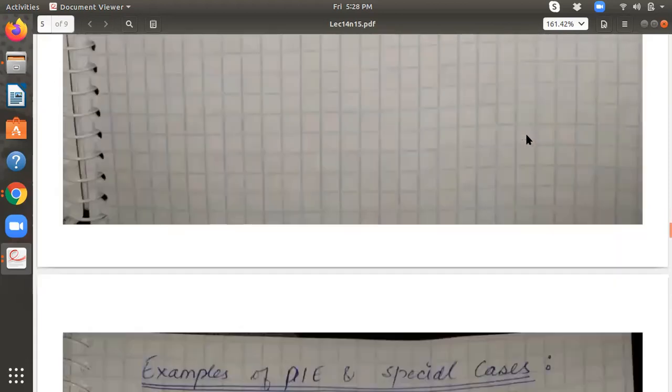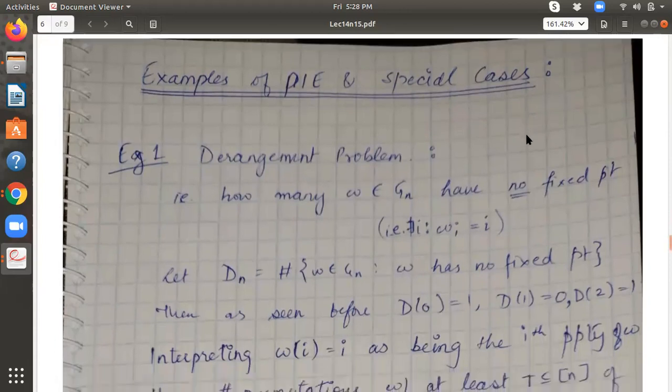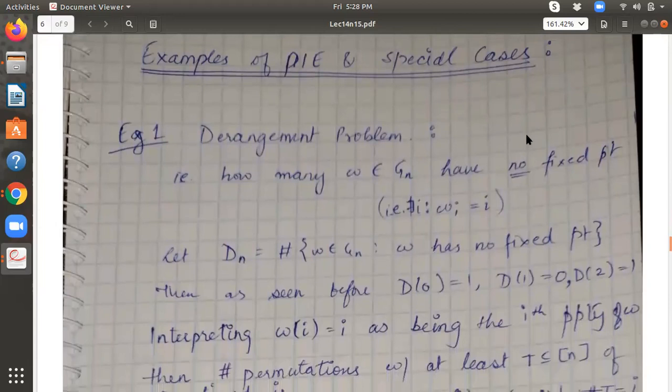Now we'll see some examples of the principle of inclusion-exclusion and the special case which we dealt with in more detail. So the first example, the famous example we have seen earlier in our course, is the derangement problem. What does that say? That no element should go to itself. Or if you want to put it in the postman problem, you say that no letter be delivered to the correct address. Every letter has exactly one correct address, and it can go anywhere but its correct address.